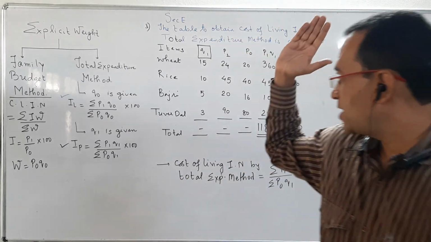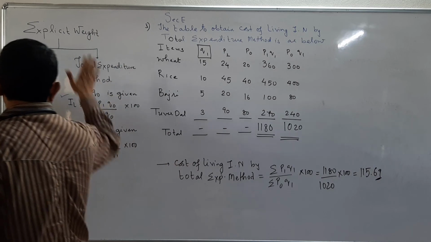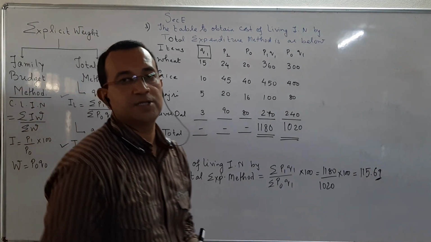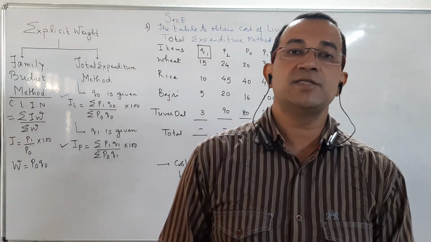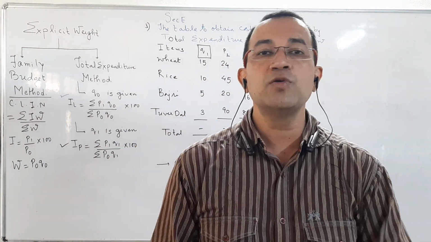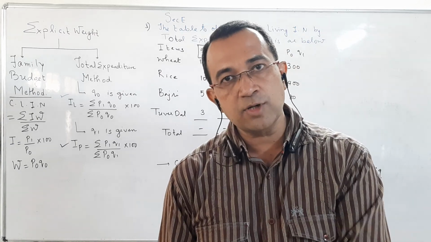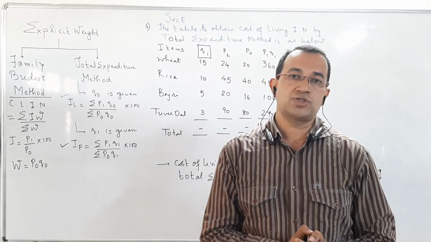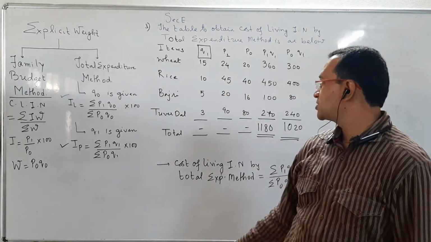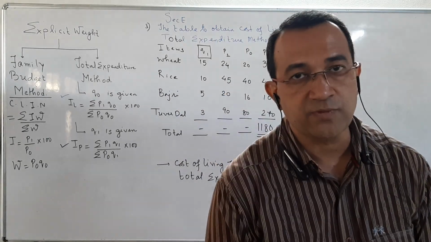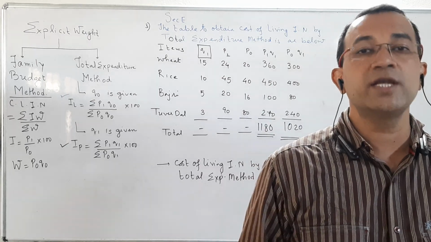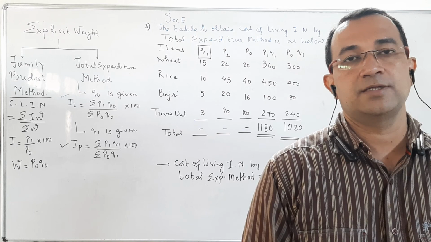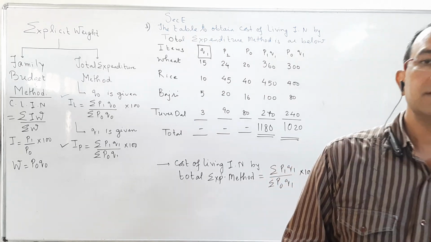So today we revised both the concepts. Explicit weight is given by two methods, family budget method and total expenditure method. In total expenditure method, when Q0 is given, no new formula, last year's formula, and when Q1 is given, past year's formula we use. So this is the only sum demonstrating past year's formula, because Q1 is given and Q1 is the quantity of current year. So here we conclude. Thank you, students.